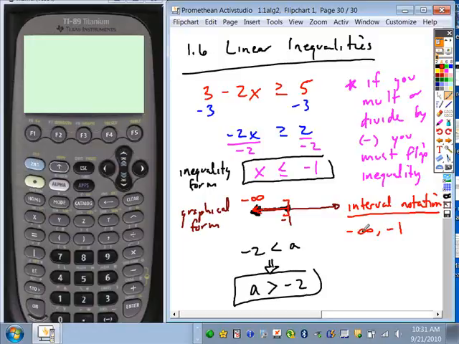So looking at this, since you can never actually reach infinity, either in the positive or negative direction, okay, you need to include a parentheses anywhere you have an infinity symbol, whether it's in the positive or negative.